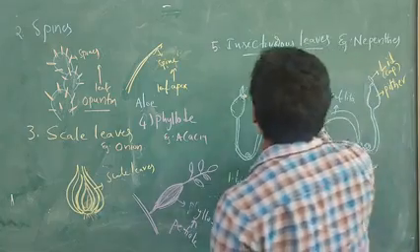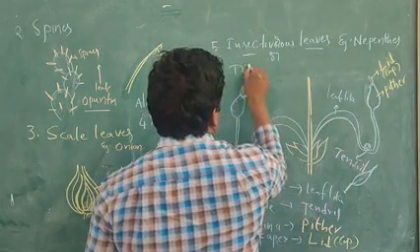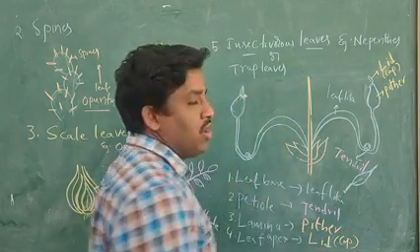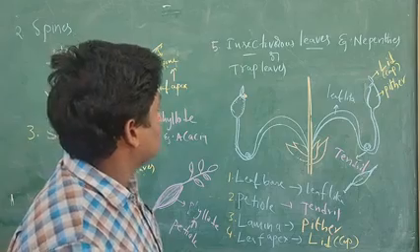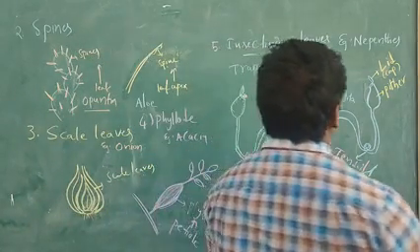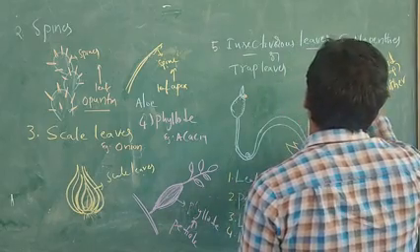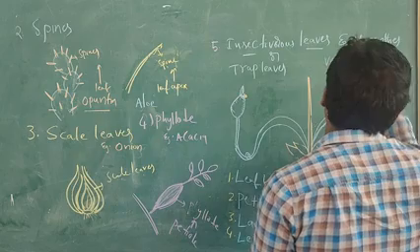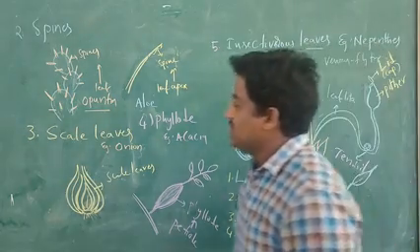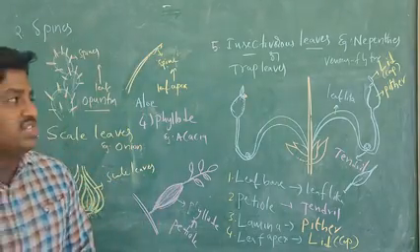Okay, and another thing we call these is trap leaves. So Nepenthes is one example, and one more example is Venus flytrap. Okay, so these are the leaf modifications.